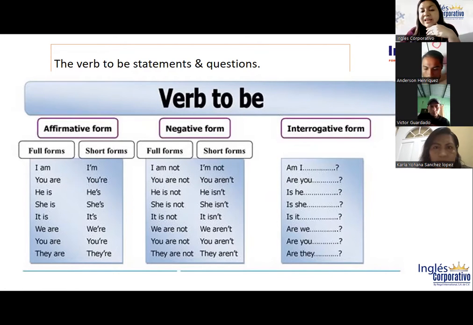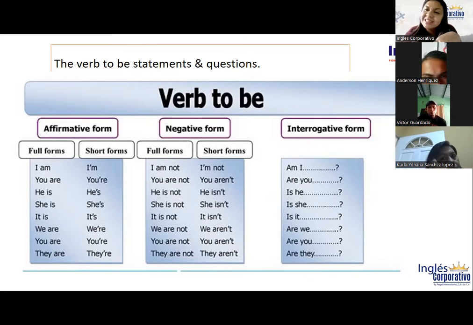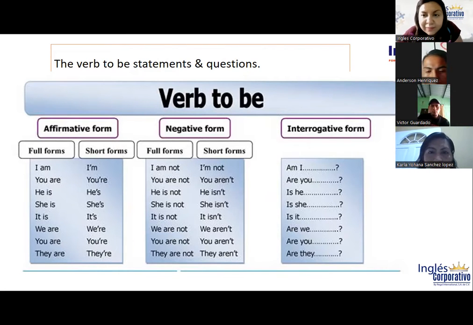Y ahora bien, para las preguntas, lo que vamos a hacer es darle vuelta. Primero va el verbo y luego va el sujeto. Solo le damos vuelta. En vez de decir I am, como es pregunta, sería am I? Por ejemplo, am I Rocío? ¿Qué me va a decir? Yes, you are Rocío. Are you my student?